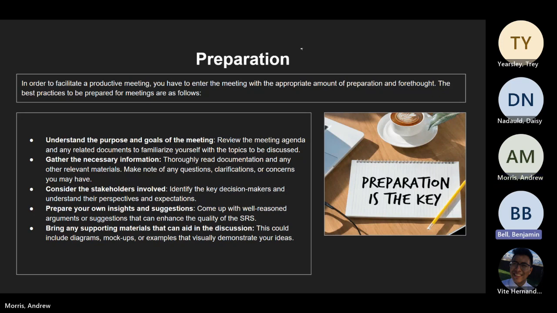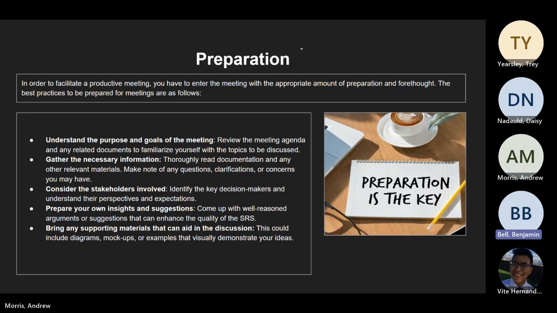The best practices to be prepared for meetings are as follows. First, you need to understand the purpose and goals of the meeting. By reviewing the meeting agenda and any related documents, you can familiarize yourself with the documents and topics that are being discussed. By gathering necessary information and thoroughly reading documentation and other relevant materials, you can bring questions, clarifications, and concerns you may have to the meeting.